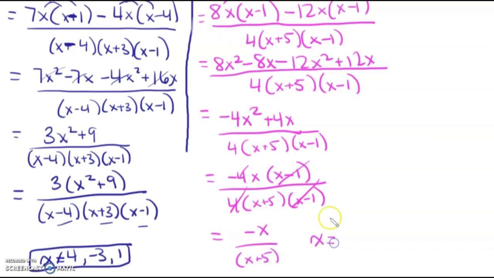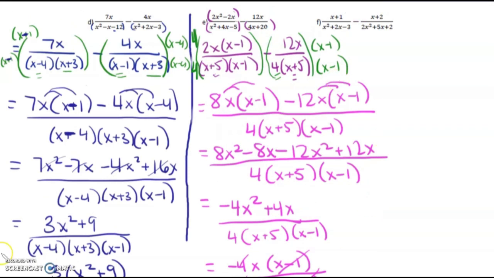And if we revisit anything that ever occurred in the denominator, x cannot equal negative 5 or 1. Okay, and that comes from our full denominator. Okay, I'm going to move on to f.